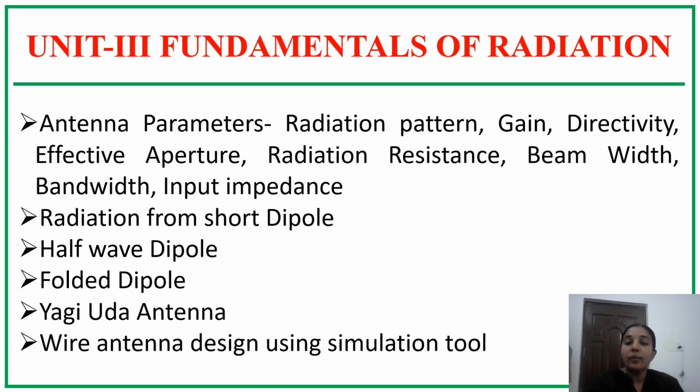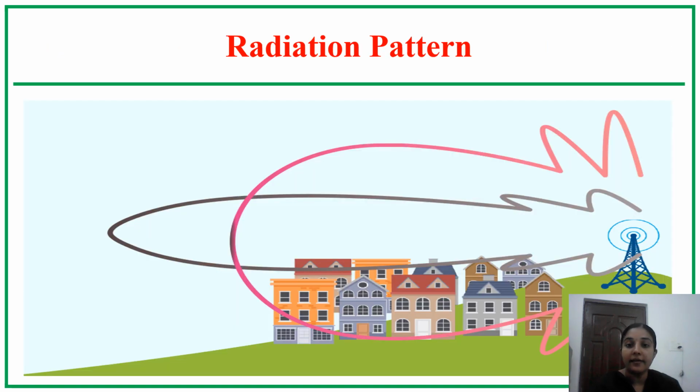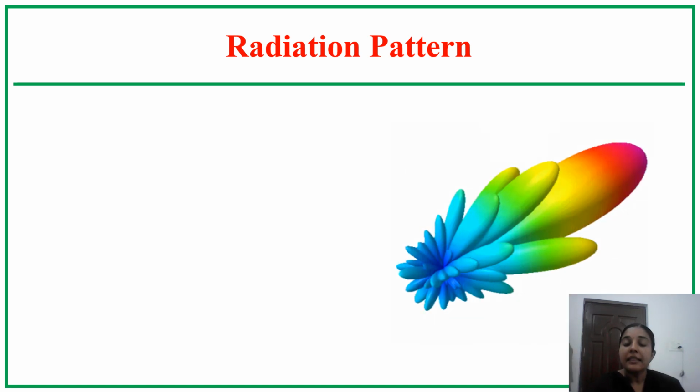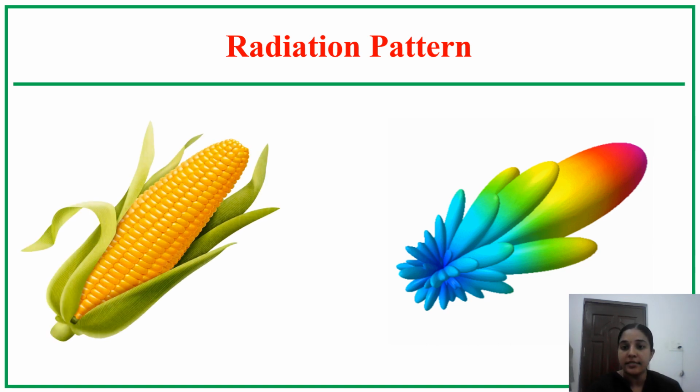Good morning everyone. Today we will see about one of the antenna parameters, which is our radiation pattern. This radiation pattern tells us how far my signal is going to get transmitted, and with what efficiency my signal is getting transmitted from one point to the receiving point. This is a simple radiation pattern that is obtained from an antenna during its transmission process.